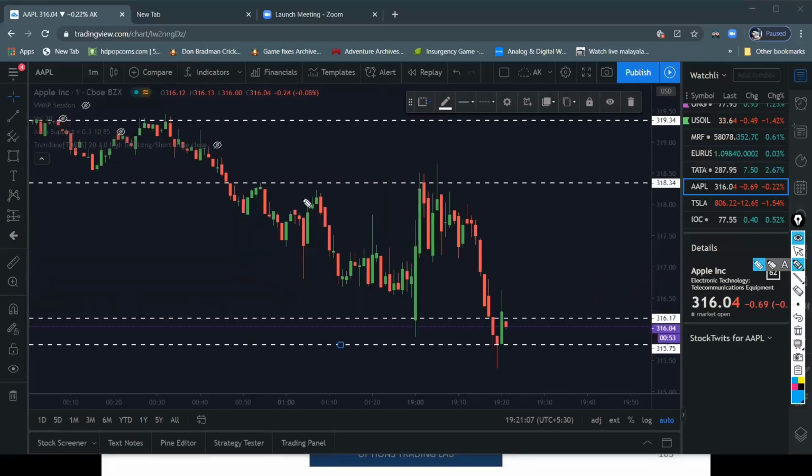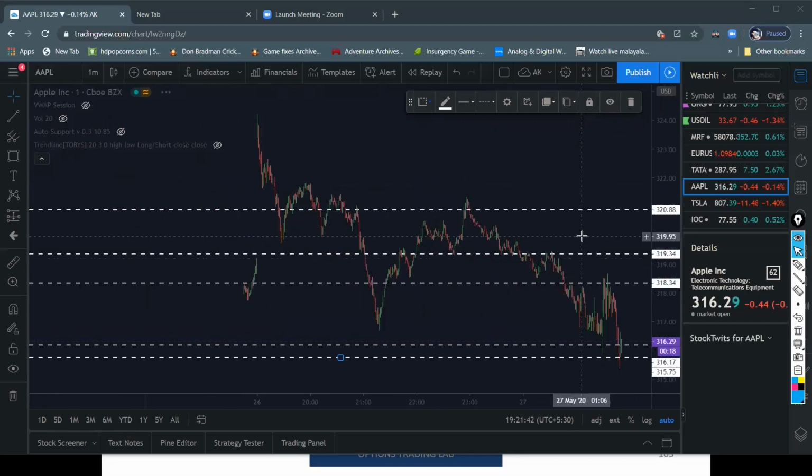See this level. The 318 level has a strong resistance. The rejection around these levels is so strong, and if the market breaks this 318.5 level, then there is a chance that Apple will try to reach the 319.34 or 319.5 level. This is how you draw the support and resistance levels.